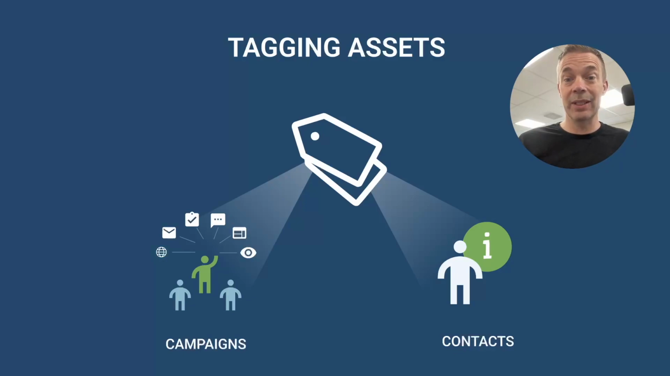The assets that you can set tags on in eMarketeer are campaigns and contacts. This means that campaigns are not only campaigns anymore, but using tags you can define them as newsletters in Sweden or promotions for a specific product. And contacts can now be tagged by interest, awareness, or whatever makes sense for your business.